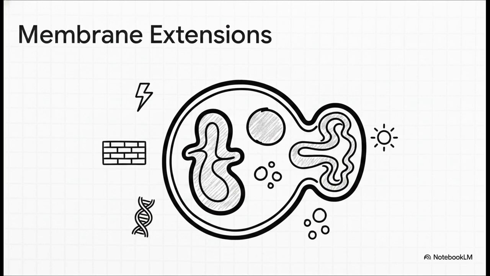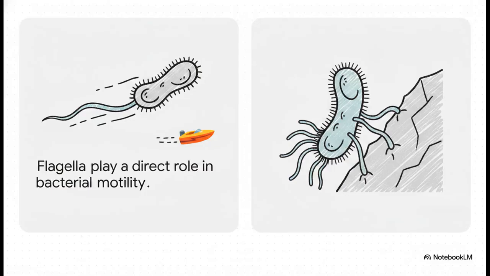And it gets even more specialized. In blue-green algae, we see different plasma membrane extensions called chromatophores. These act like microscopic solar panels, packed with pigments that allow these simple organisms to actually photosynthesize sunlight into energy. Now, externally, bacteria build completely different structures depending on whether they need to move around or stay firmly put. It's a perfect example of motility versus non-motility.